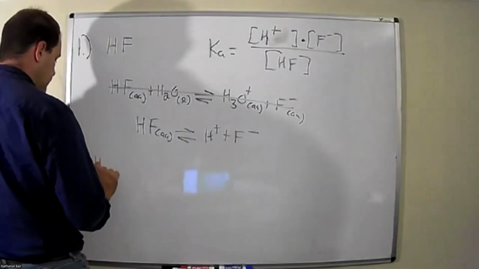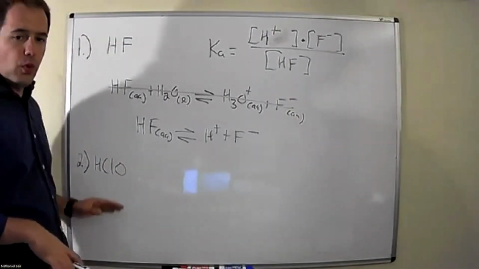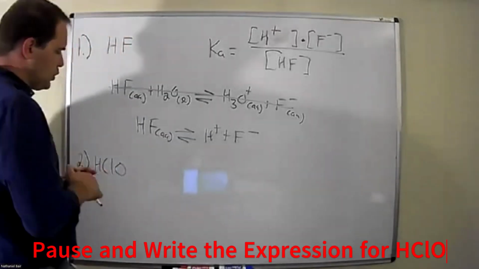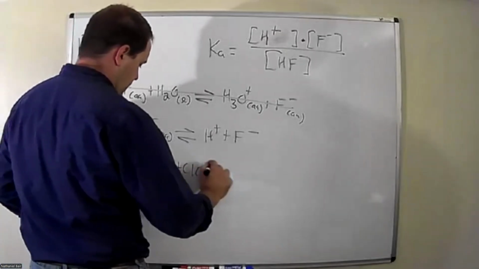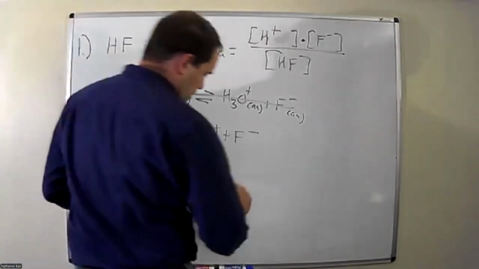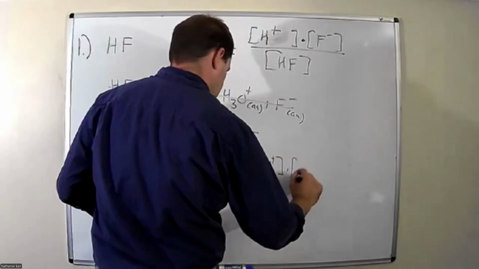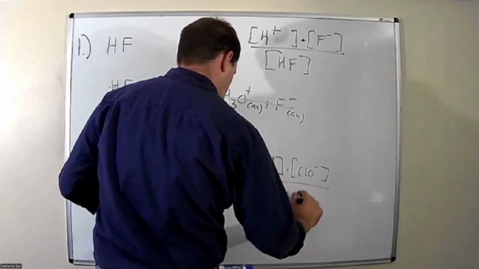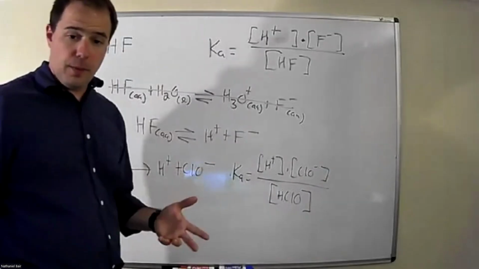So what would be the mass action expression for HClO? All right. That dissociates into H plus and ClO minus. If I was going to write this, I would be lazy. I wouldn't show water. So I would just write Ka equals H plus times ClO minus over HClO, just like that. So there's our mass action expression.